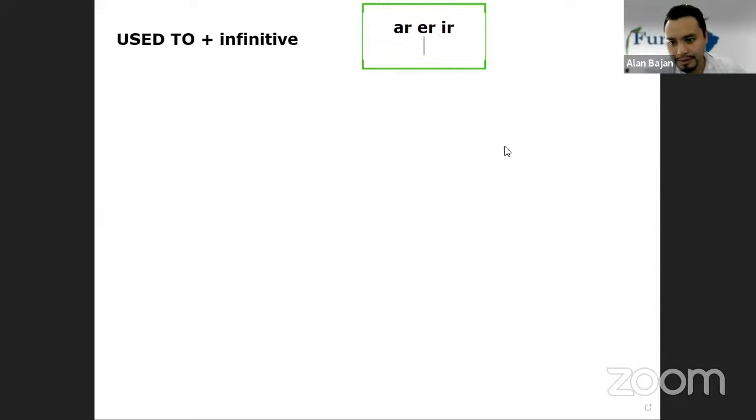Like... right? This is the infinitive form of a verb in Spanish. In English, we say that infinitive is the original form of the verb. And we add the preposition to. Okay. This is an infinitive verb.